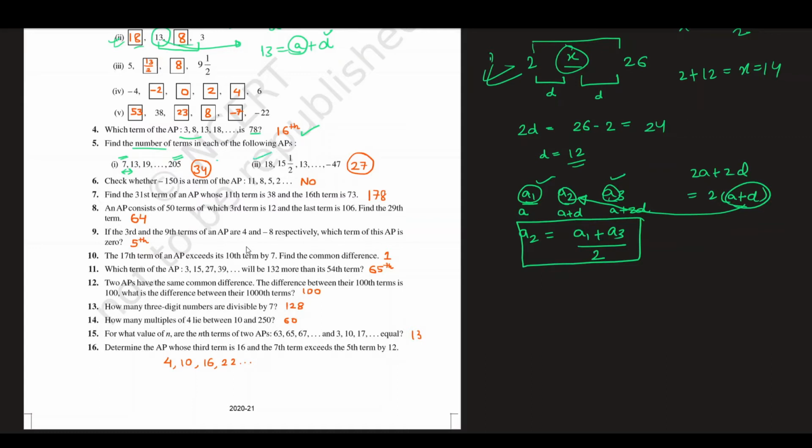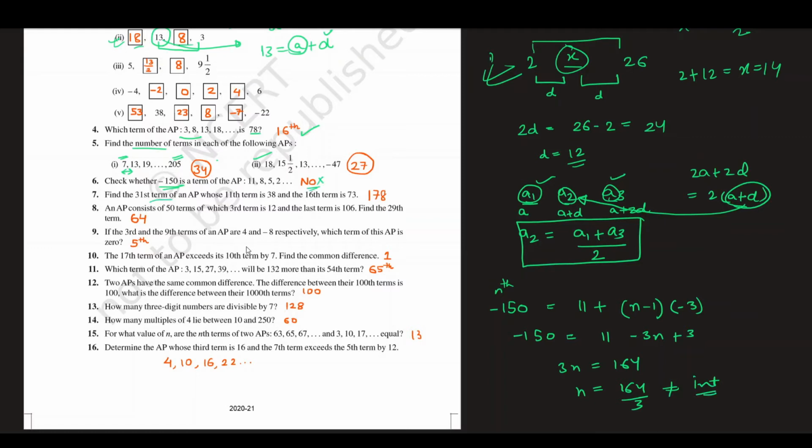Similarly this case, and in this case, check whether minus 150 is a term. Say minus 150 is the nth term, then a is 11 in this case, plus (n - 1) into d, where d is 8 minus 11, that is minus 3. So minus 150 = 11 minus 3n plus 3. So 3n comes out to be 164. n = 164/3, which is not an integer. Hence it is not a term.